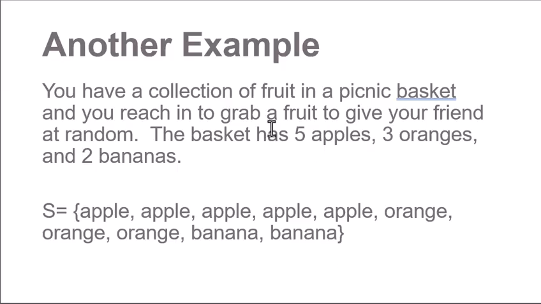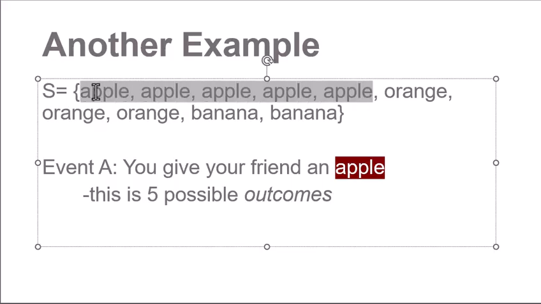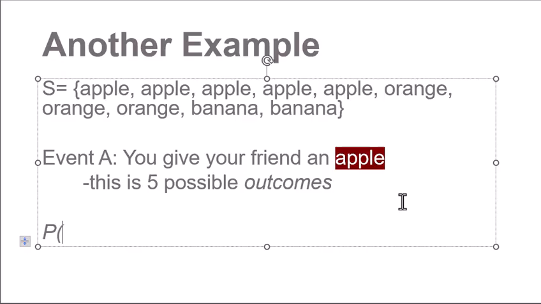In this case, getting an apple would be more likely than getting a banana because there's more apples than there are bananas. So here's an example event. I might want to know about the event that you give your friend an apple. This is 5 possible outcomes because even though we might not care about which apple we get, there are 5 different ways to get an apple when you're drawing from this sample space. In terms of probabilities, this means that the probability of an apple is 5 out of the total number of things in the sample space, or 5 out of 10. This could be reduced to 1/2. So you have a 1/2 probability, or a 50% chance of getting an apple.